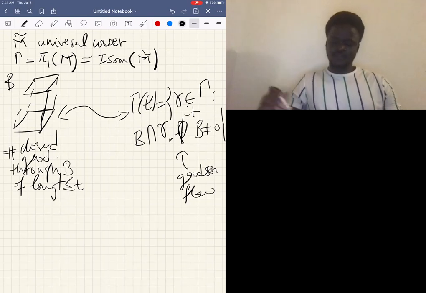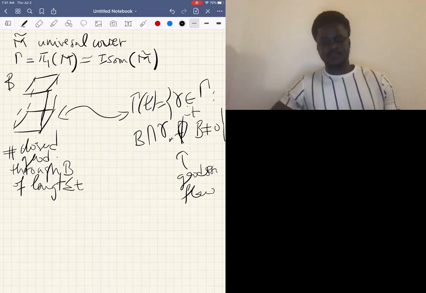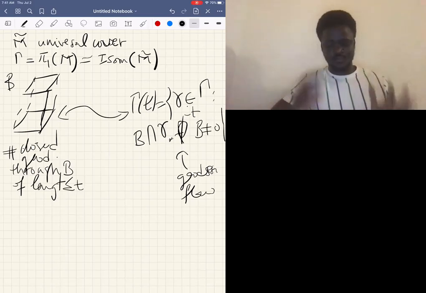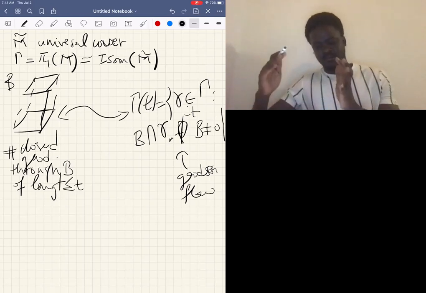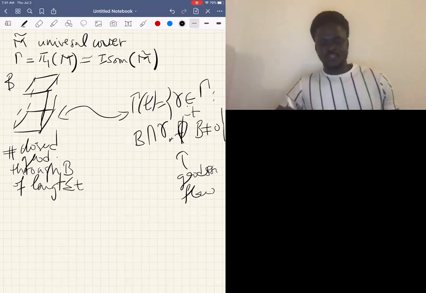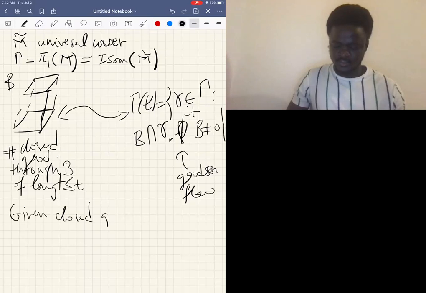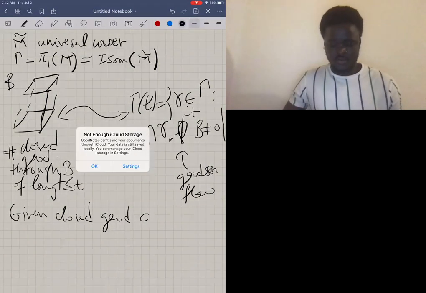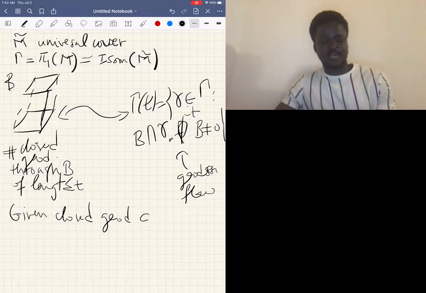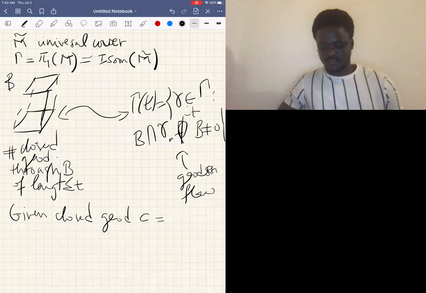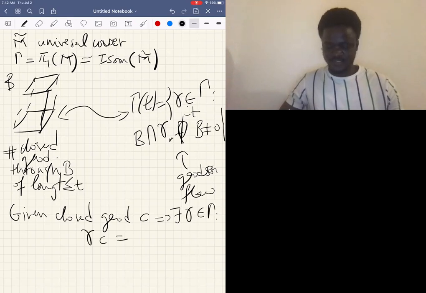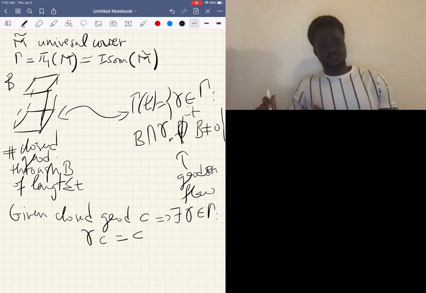And then, see that, I'm just going to tell you roughly why there is a bijection between these two sets: the closed geodesics going through this set B, and this subset of isometry elements. So given a closed geodesic C, you have an element that leaves it invariant. There exists gamma in gamma such that gamma of C equals C. Like there's an element in the isometry group that leaves this C invariant for it being closed.